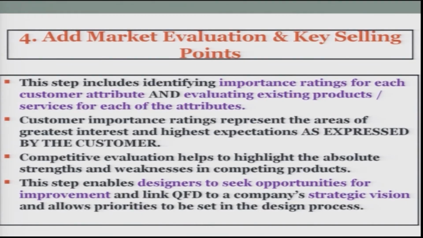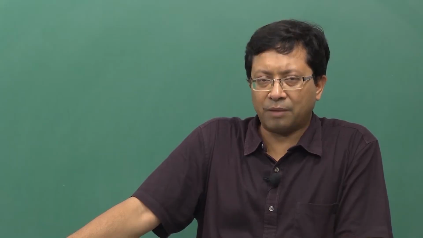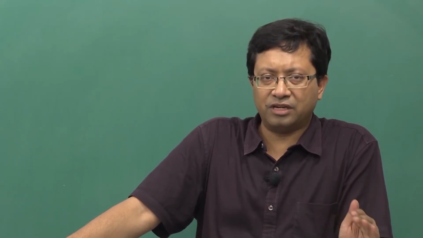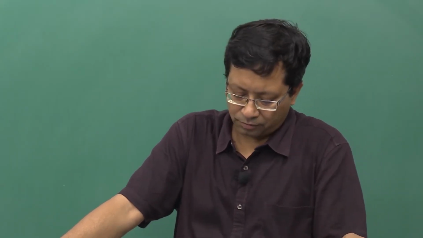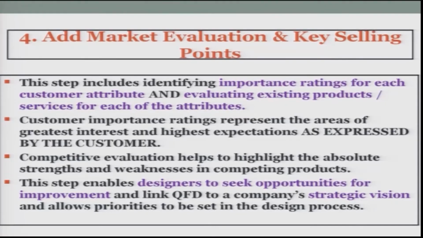This step enables designers to seek opportunities for improvement where things can be done in a much better way, such that the relationship of importance is highlighted by the type of products at each level we design or manufacture, such that the link of the QFD to the customer's strategic vision allows priorities to be set in the design and the manufacturing stage to the best possible extent.